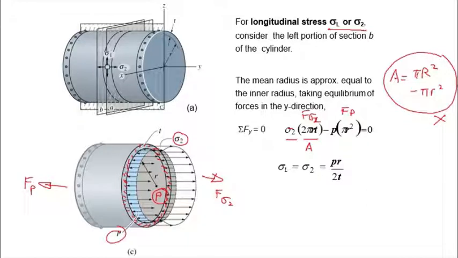So the area now is the circular area inside, so it's pi r squared, times the internal pressure. So you have this equation here, which you can simplify to get the final equation of sigma L, the longitudinal stress in the walls, is equal to sigma 2 is equal to PR over 2T, or in other texts it is written as PD over 4T.